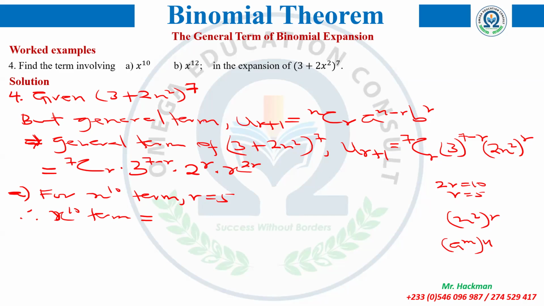Okay, so I said whenever you are finding a particular term and you know the power of the variable, just equate the power of the variable in the question to the power of the variable in the general term. The power of the variable in the general term is 2r. You equate it, so it will be 2r is equal to 10. Then you solve for your r. Under what circumstance would this be 10? Only when r is equal to 5. Is that not it?